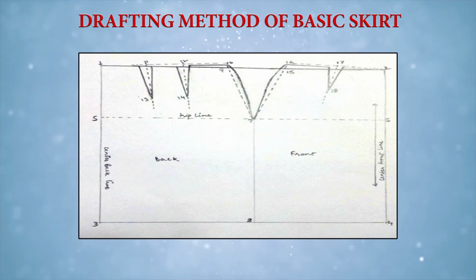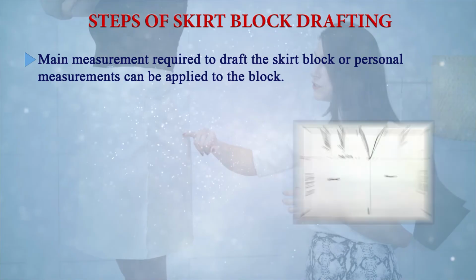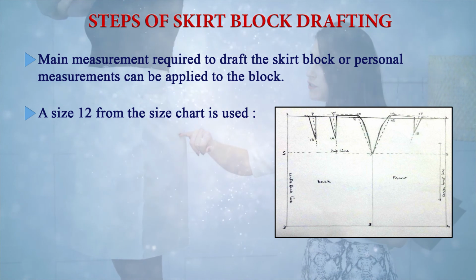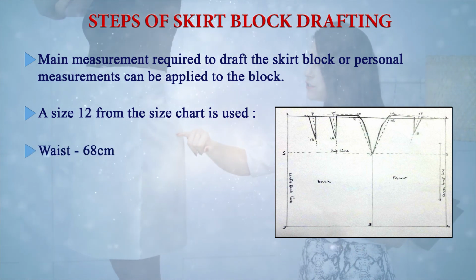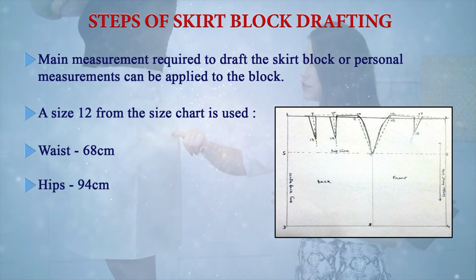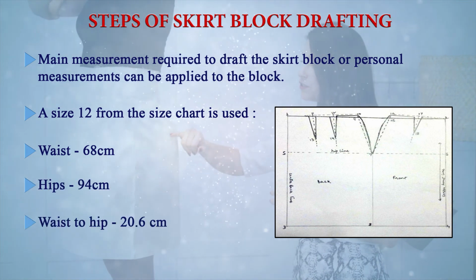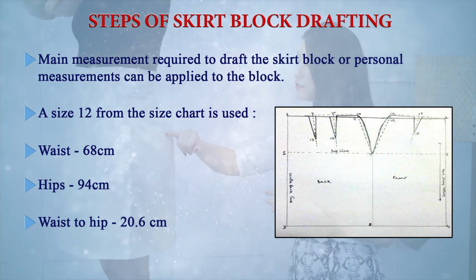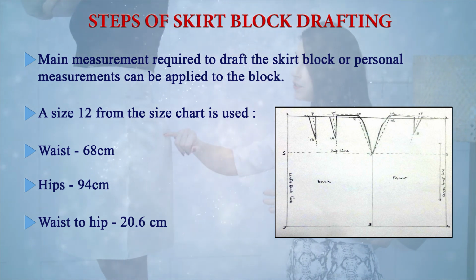Then comes the basic drafting method of the basic skirt block. For the skirt block we also have a standard measurement we can use. We can use a standard size for size 12. We have the waist measurement of 68 centimeter, hip 94 centimeter and waist to hip. So this is how we follow the steps one by one and create the basic skirt pattern.